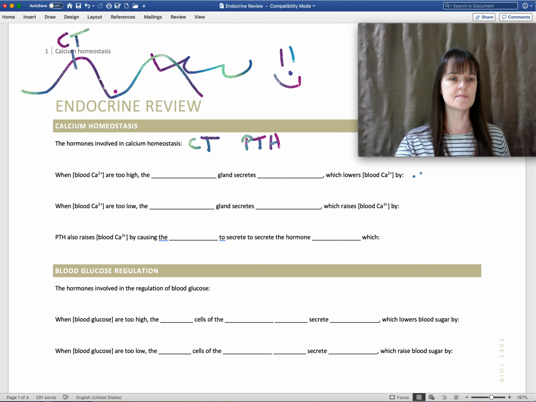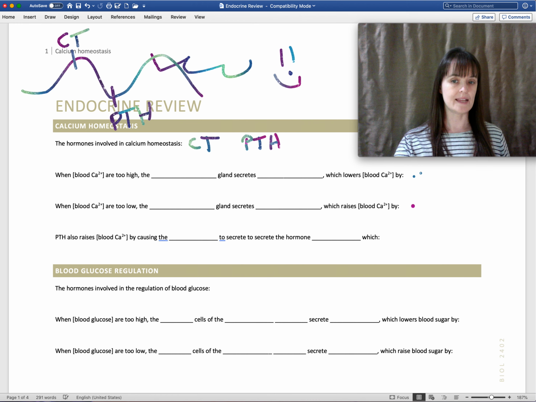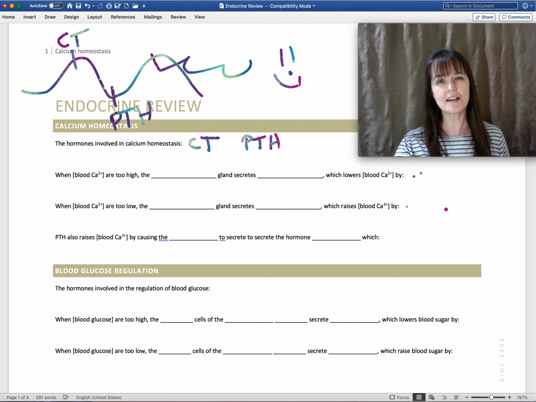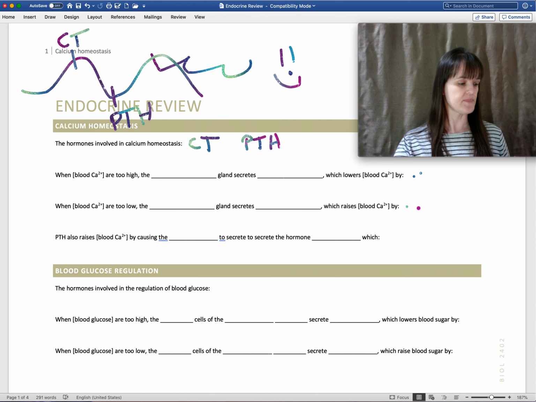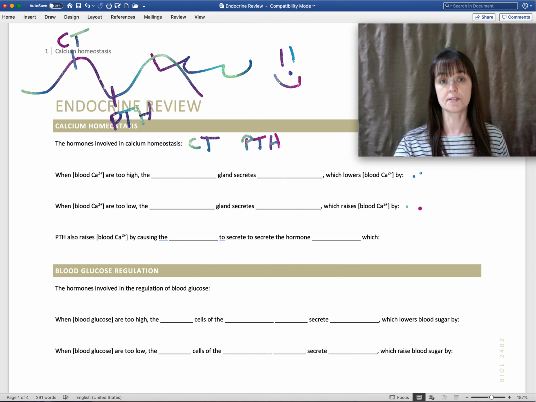When blood calcium levels are too low, the parathyroid glands release parathyroid hormone, parathormone. And that raises blood calcium levels by making osteoclasts and activating osteoclasts so that they do more. And it also makes you retain calcium at the kidneys, which is science code for you pee out less calcium.